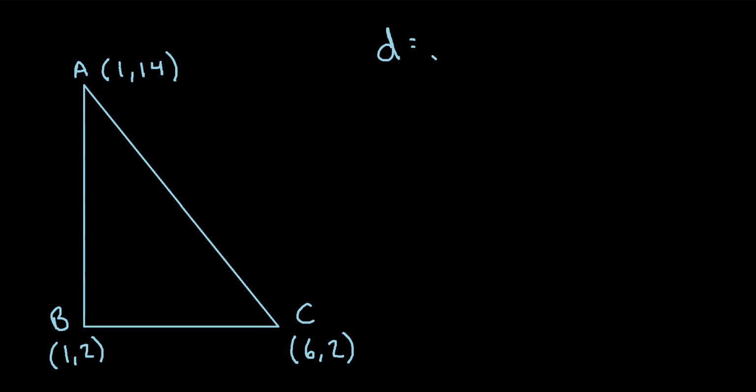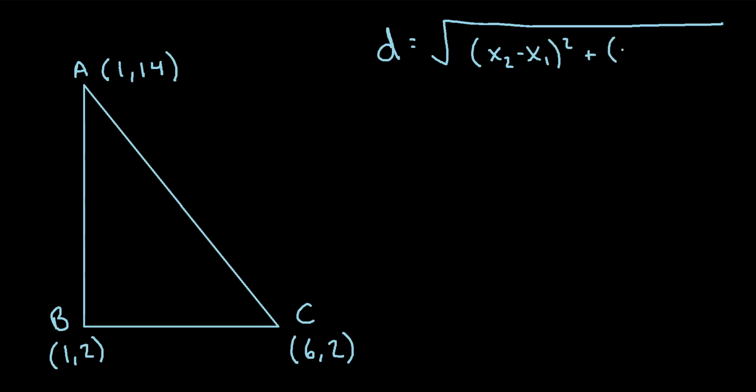The distance is equal to the square root of (x2 minus x1) squared plus (y2 minus y1) squared. So if you're given two coordinates, x and y, you can just plug them into this distance formula to find the distance between them. First, let's use this formula to find the distance of AB, line segment AB.